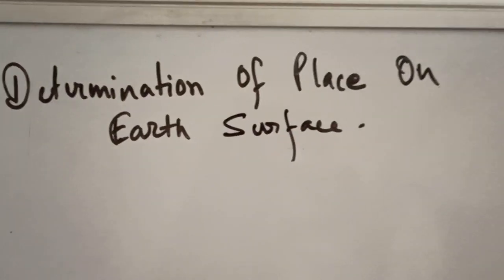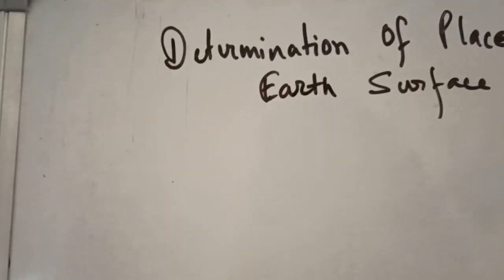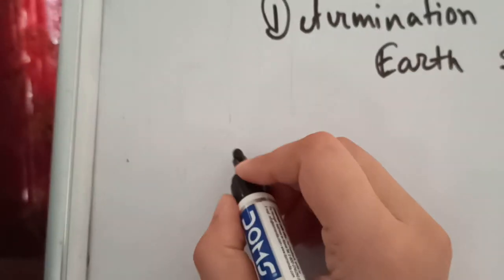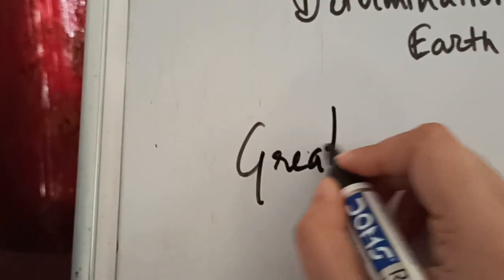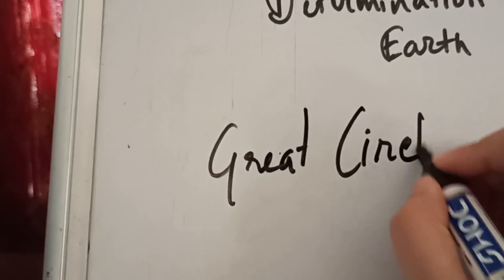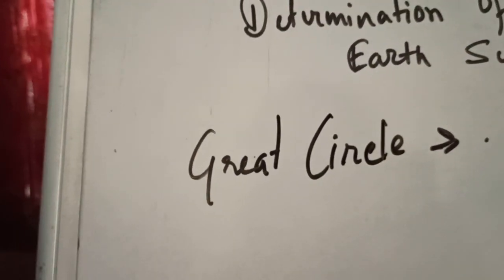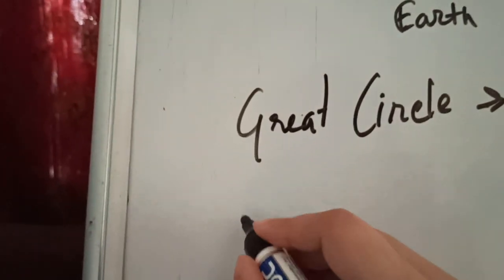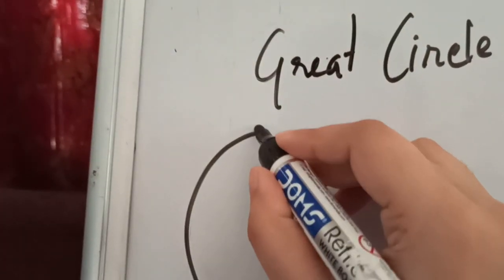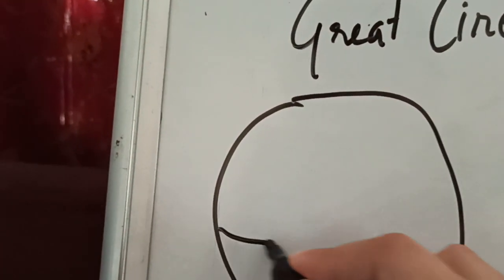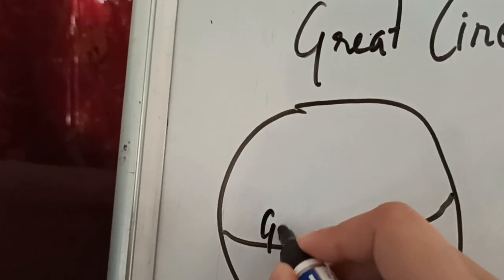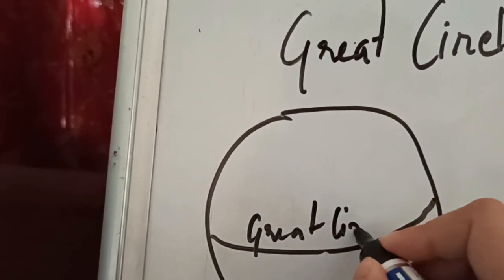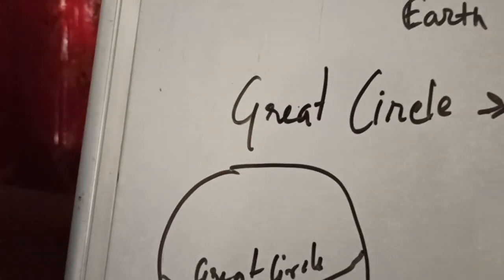Hello students, I will continue with the chapter determination of the place on the earth's surface. So today I will start with the great circle. Okay, so what is the great circle?